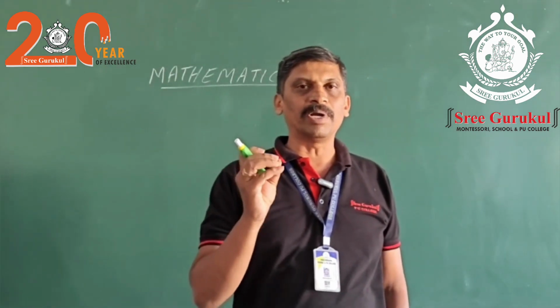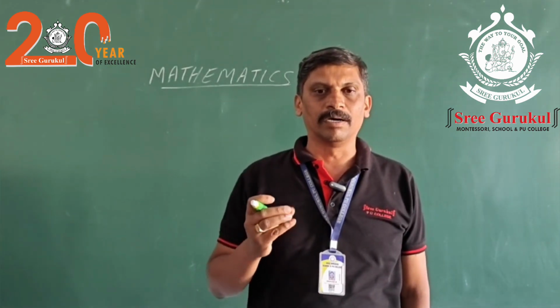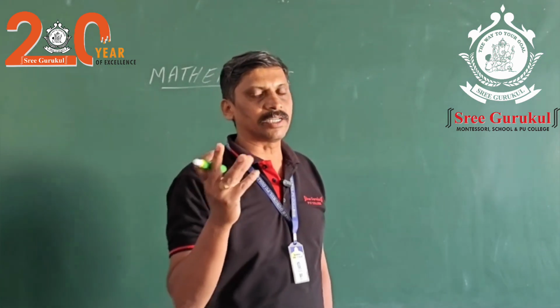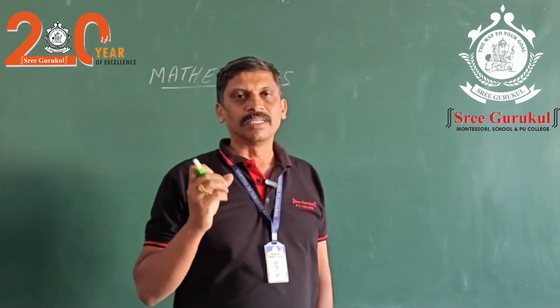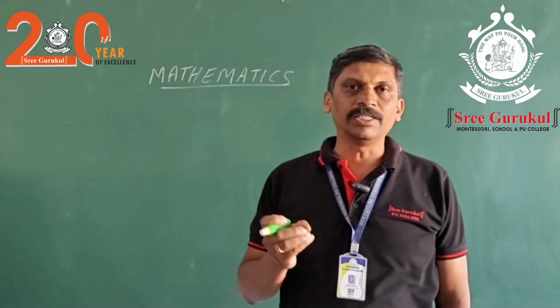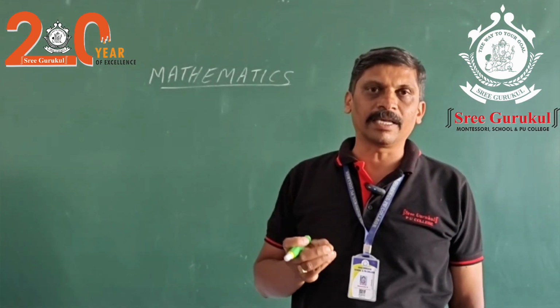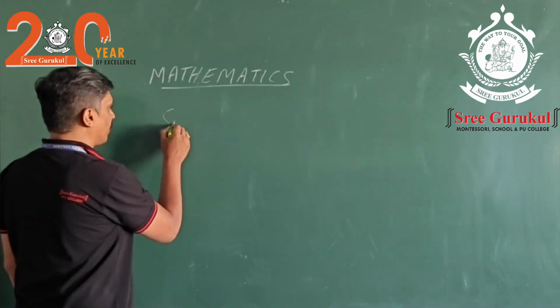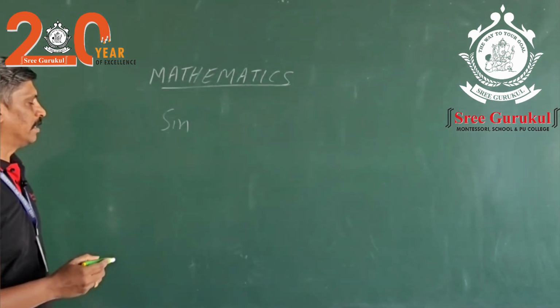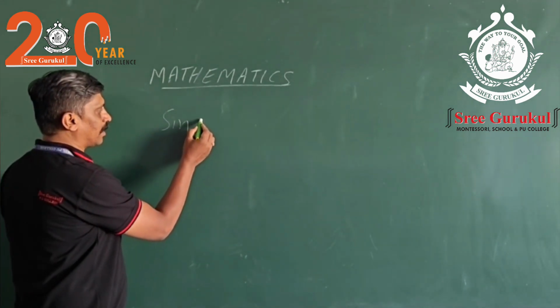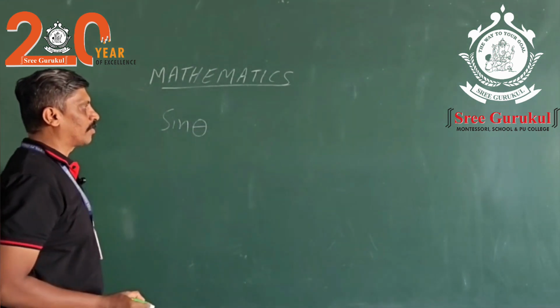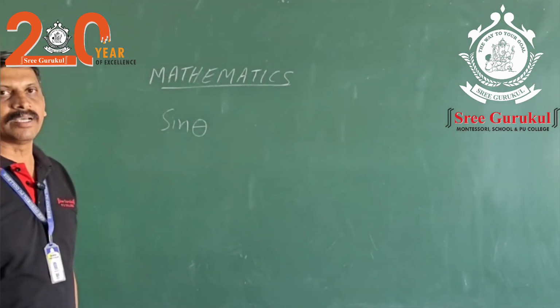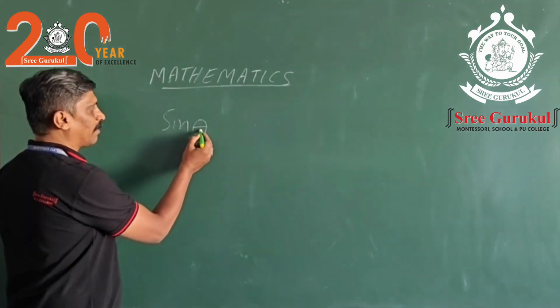So what are the trigonometric ratios or trigonometric functions? There are 6 trigonometric functions. All of you know about sine, cosine, tangent, cosecant, secant, cotangent. In short form, sine of an angle is written with the angle denoted by the notation theta. Theta is nothing but the measurement of an angle. So sine theta is the sine of an angle.